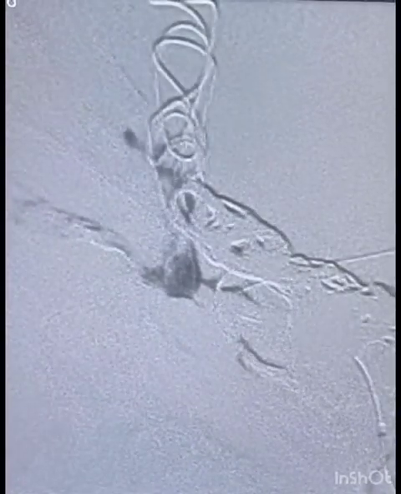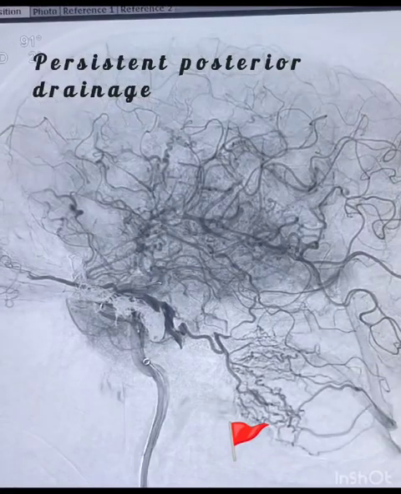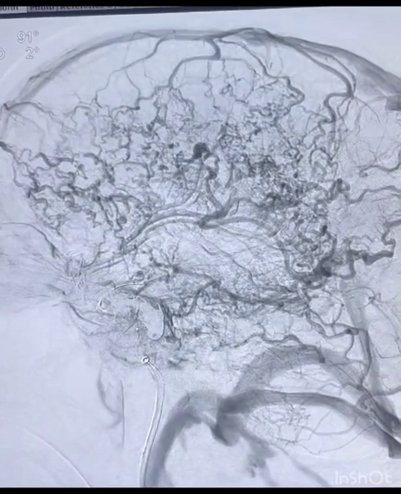Following that, you notice Onyx spread anteriorly into both the foot of the superficial middle cerebral vein as well as the ophthalmic veins. Injection revealed that the anterior drainage had occluded. There was no reflux into the brain, into the superficial middle cerebral vein.